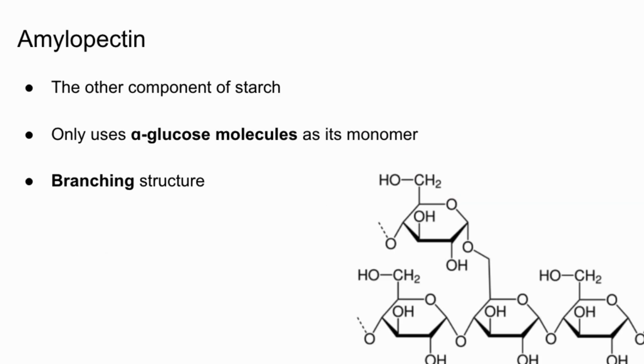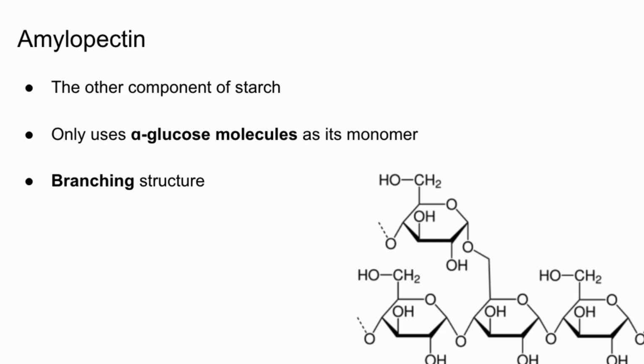Right, now we'll be moving on to the second component of starch, which is amylopectin, a much more complex structure. Now, amylopectin is composed entirely of alpha glucose molecules, much like amylose, but unlike amylose, it has a branched structure. Along the main chains of amylopectin, glucose molecules are joined by 1,4-glycosidic bonds, exactly as in amylose.